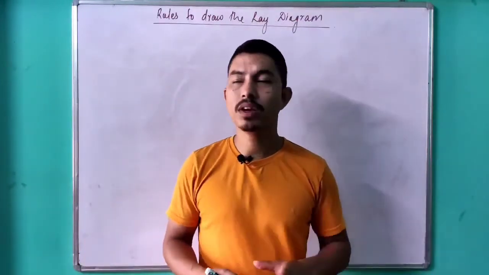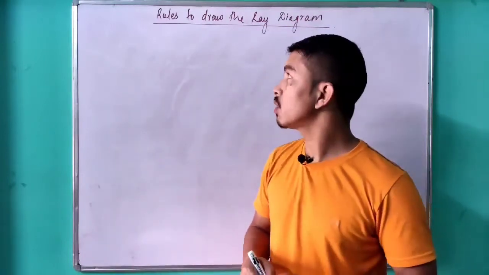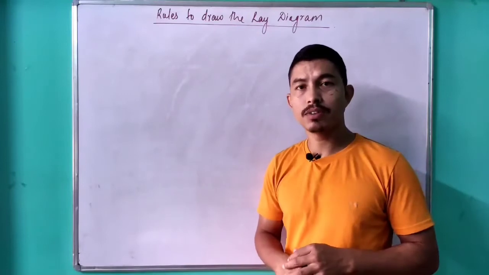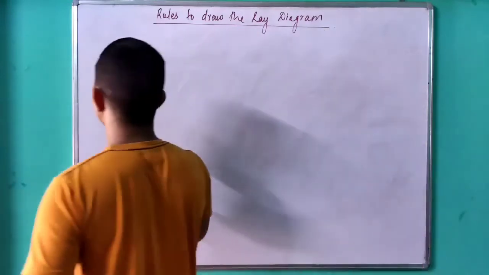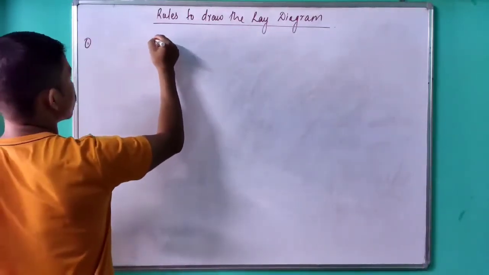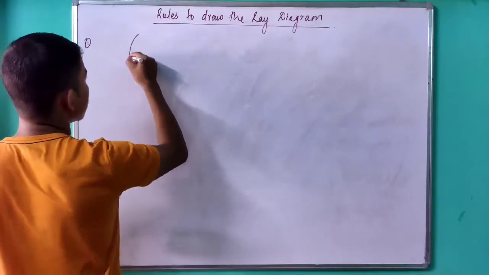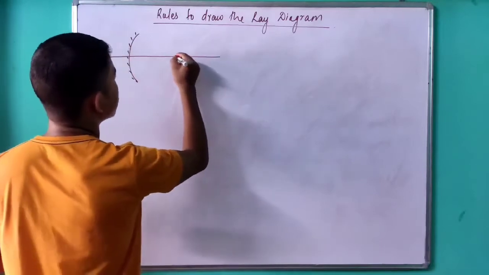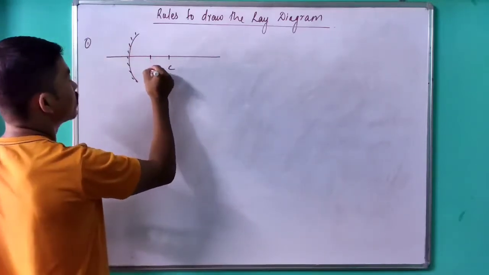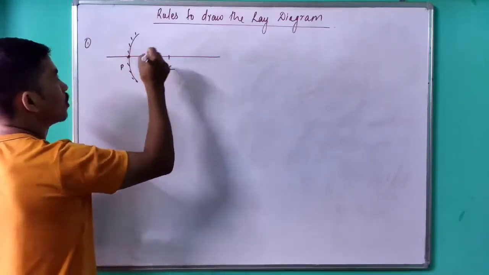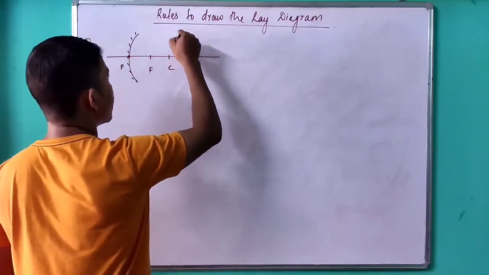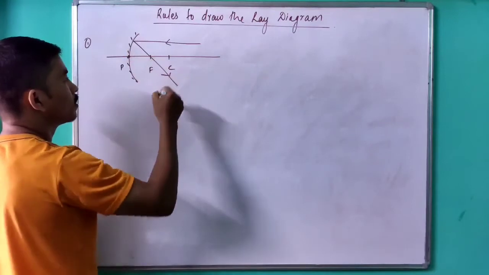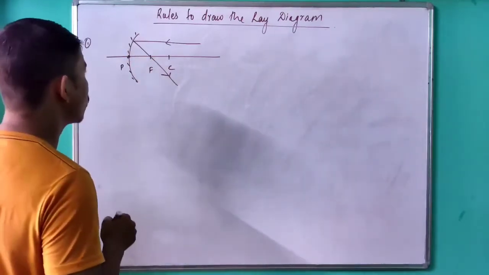Now there are some basic rules that must be followed in order to obtain the image formed by the concave and convex mirrors. So rule number one is, suppose I draw for a concave mirror. This is the principal axis, this is the center of curvature, this one is the focus and this one is the pole. Rule number 1 says that if any ray is coming parallel to the principal axis, after reflection it will pass through the focus. So that is the first rule you must remember.